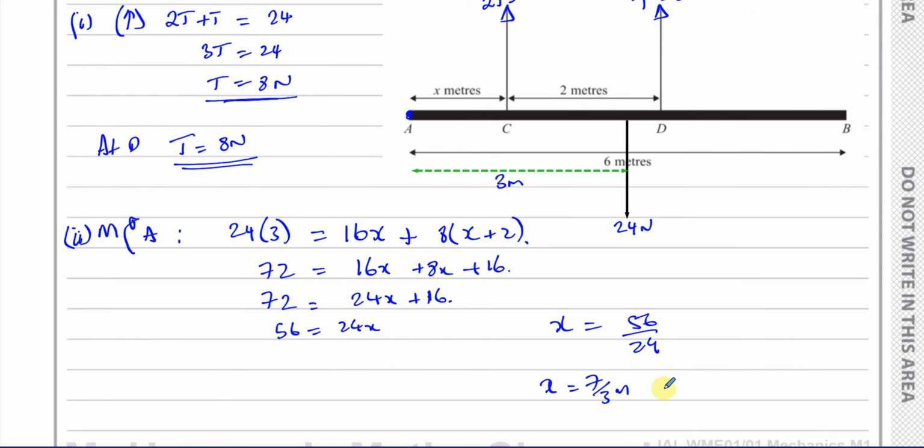You could also write it as x equals 2 1/3 of a meter. You can write it as x equals 2.33 meters. All of those are perfectly fine ways of writing your answer. You wouldn't round to 3SF here, or 2SF here, because we didn't use g. We were given the weight as 24 newtons. So if you were to round to 2SF here, you would definitely not get the full marks. That's why it's always safer to round to 3SF.